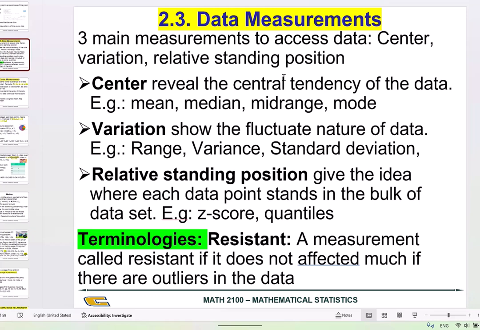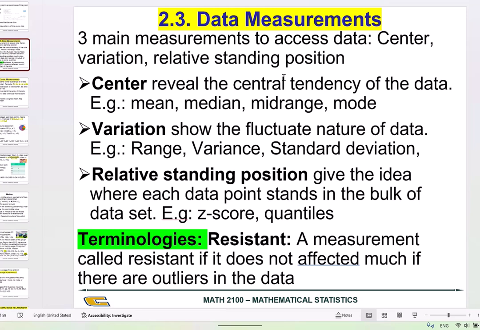For variation, it shows the fluctuation of the nature of the data. And this is the heart of the uncertainty word, right? This makes things interesting and makes statistics and probability stand out compared to other fields of math like calculus, algebra. So we look at the range, the variance, and the standard deviation.